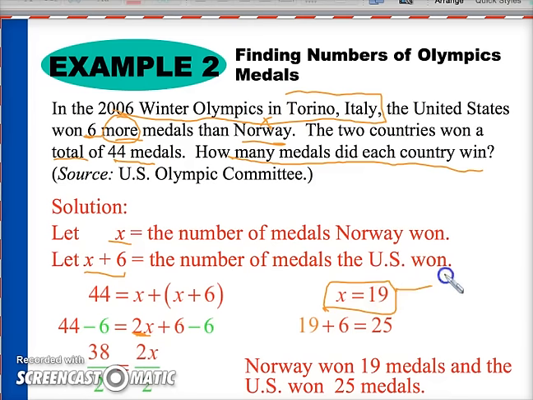Well, what is x? x is Norway. Then, if x is Norway, the United States must be x plus 6. So I take 19 plus 6, that's 25. So now I have my solution. It makes sense. It matches the data. 19 plus 25, I put those two together, I get 44, which is exactly what the medal total should be. So now, step 7, I'm going to translate it. I'm going to say Norway won 19 medals, and the United States won 25 medals altogether.